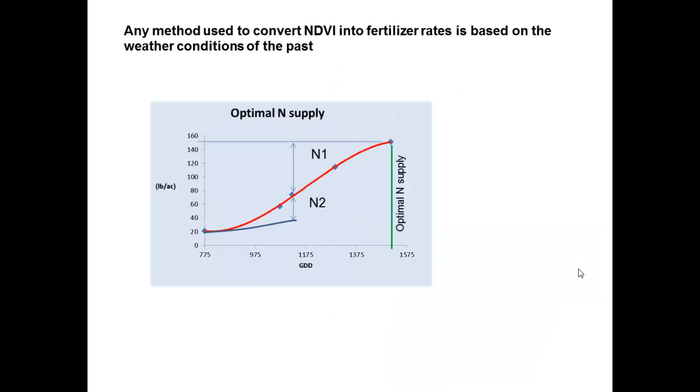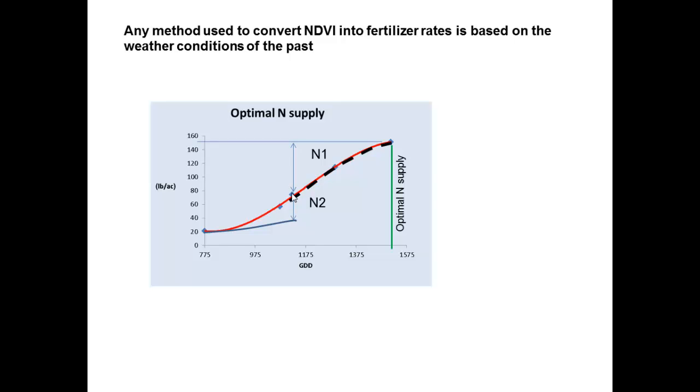So what's the problem here? Any method you use to convert NDVI into fertilizer rate is based on weather conditions of the past. If this is the time when I go into the field to apply nitrogen fertilization, I apply N2 and N1. N2 is real because I can sense the real nitrogen content which is needed just to reach the optimal nitrogen condition.